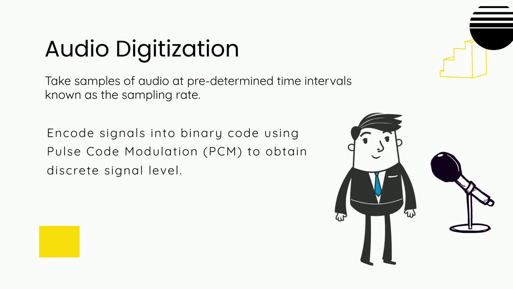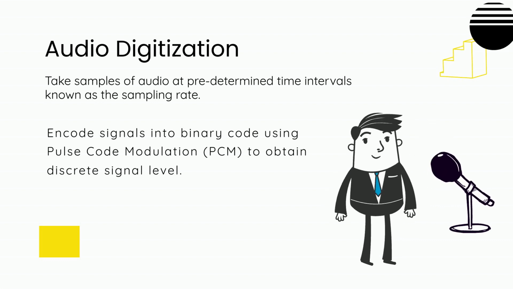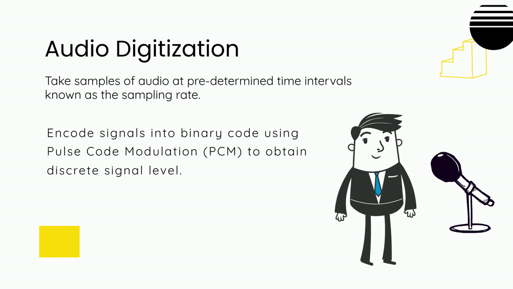Steps to be followed in audio digitization. First, take the samples of audio at predetermined time intervals, known as the sampling rate. Then, encode the signals into binary code using pulse code modulation to obtain a discrete signal level.